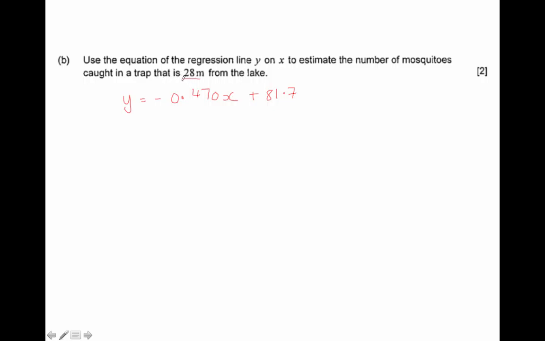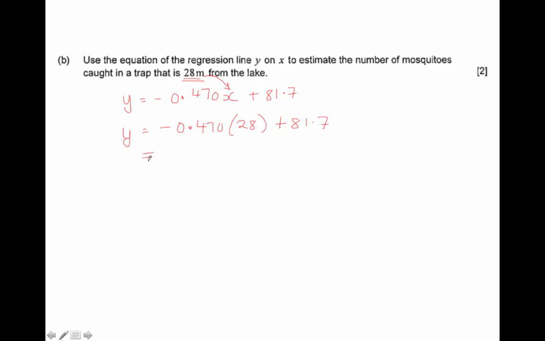Use the equation of the regression line to estimate the number of mosquitoes caught in the trap that is 28 meters from the lake. Well, the distance from the lake was the x variable. So we need to substitute 28 in here. Y equals -0.470 lots of 28 plus 81.7.